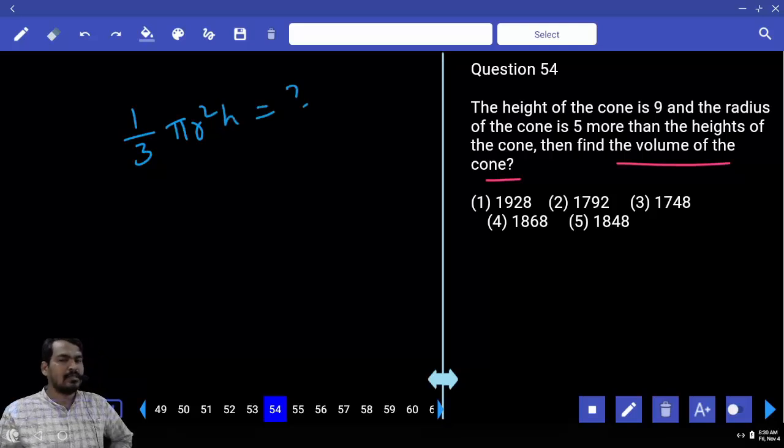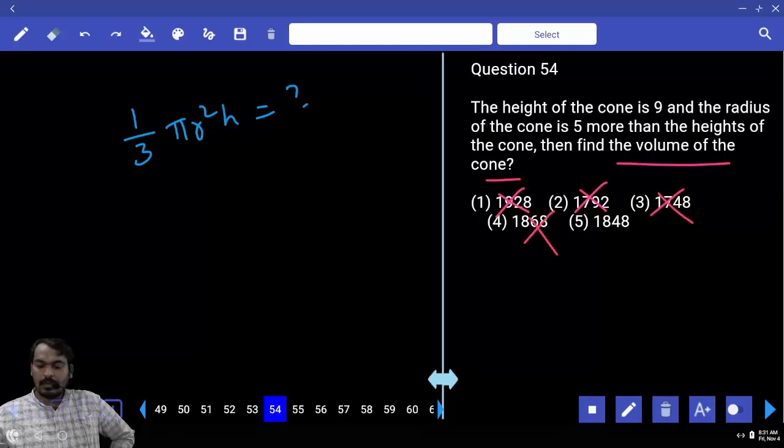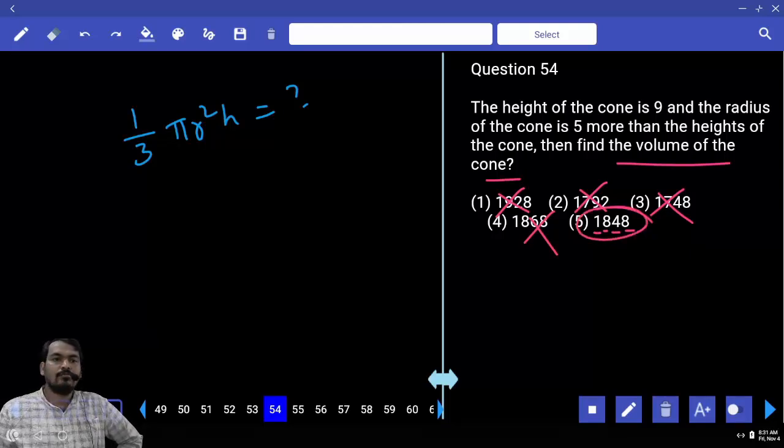Okay. Pi means 11 multiple. First option, 11 multiple? No. Second option? No. Third option? No. Fourth option? No. Fifth option? Yes or no? 8 plus 8, 16. 1 plus 4, 5. Difference is 11, or not? Then the answer is the fifth option, or not? 1, 8, 4, 8. If you require the volume of any three-dimensional figure, first we need to identify the 11 multiple.